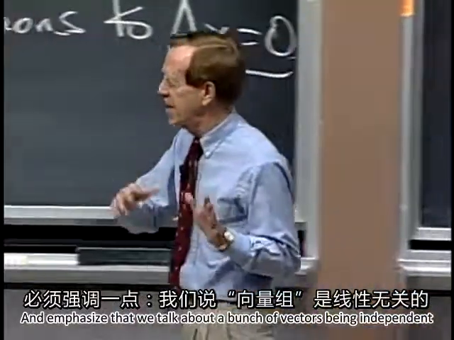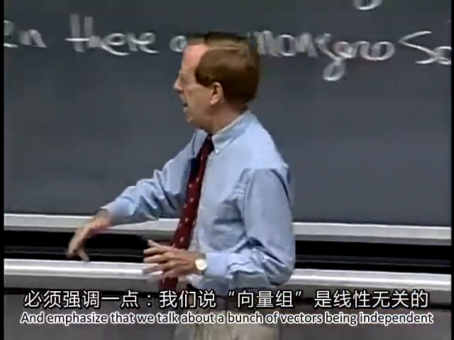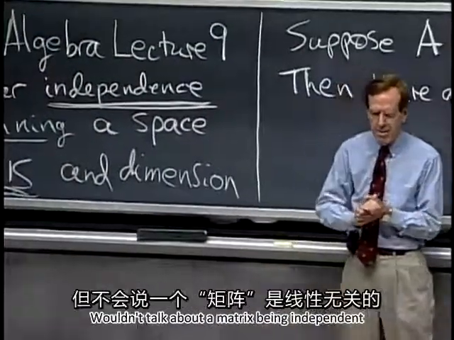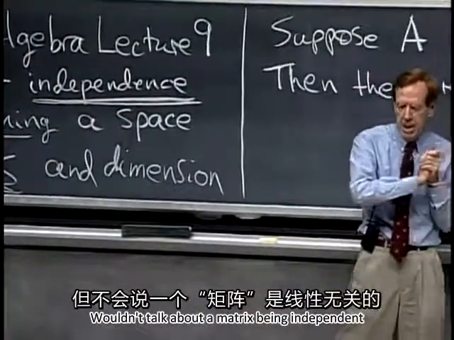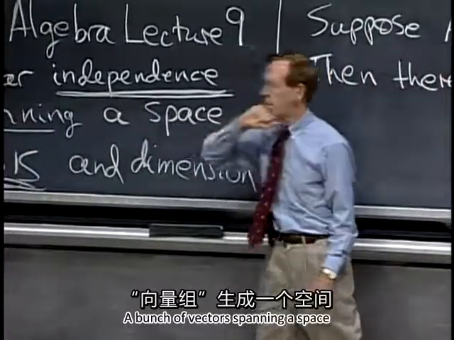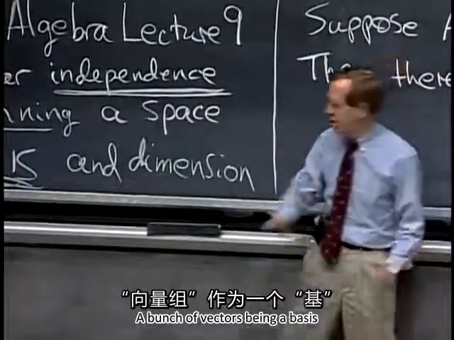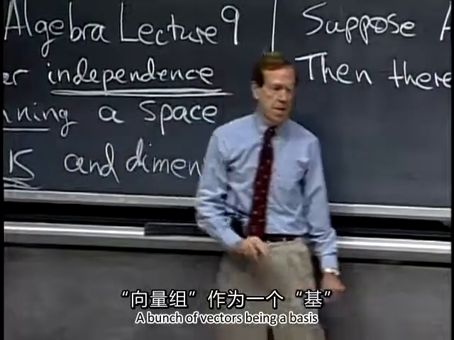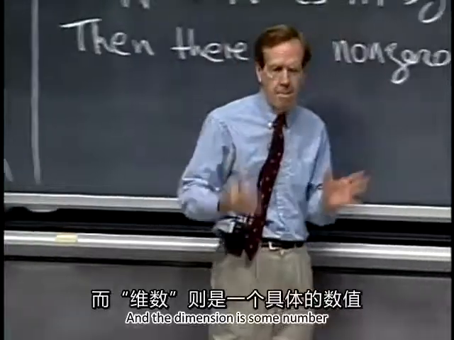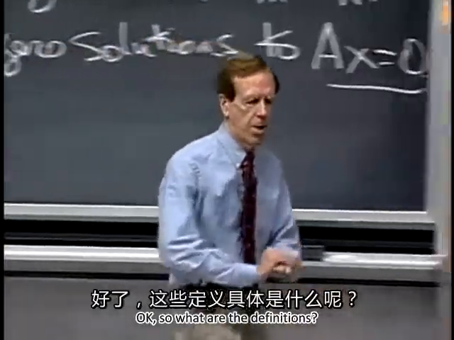And I emphasize that we talk about a bunch of vectors being independent. We wouldn't talk about a matrix being independent, but a bunch of vectors being independent, a bunch of vectors spanning a space, a bunch of vectors being a basis. And the dimension is some number. Okay, so what are the definitions?